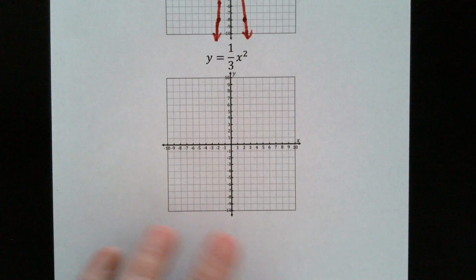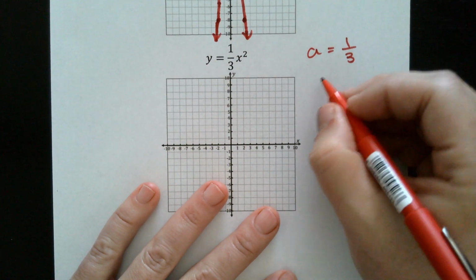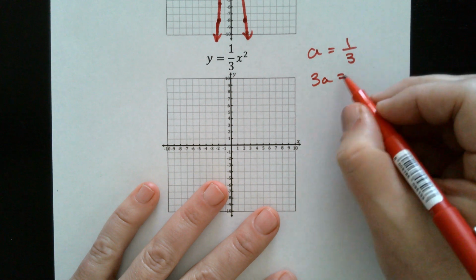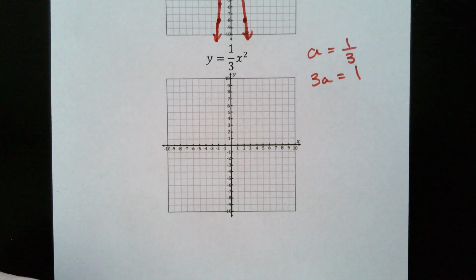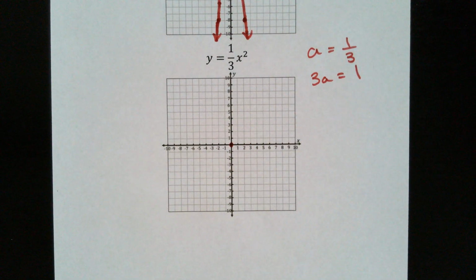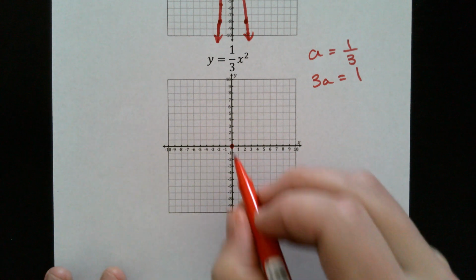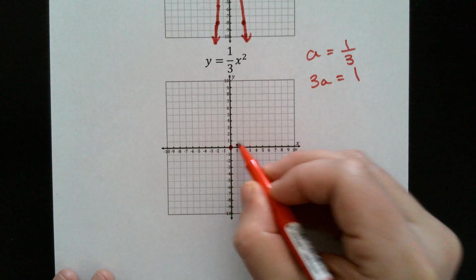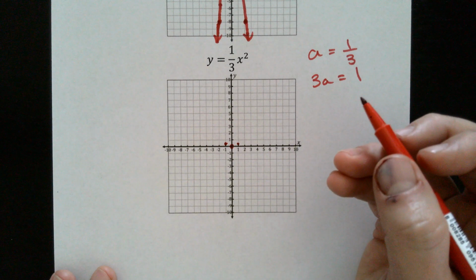Okay, let's do this one. Our a is 1/3, and our 3a is, let's see, 1. Okay, and we're starting at 0, 0. So it's going to be hard to make those intermediate points. It starts at 0, 0, but it says to move over 1 and up a third, which would be right there and right there on either side, right?